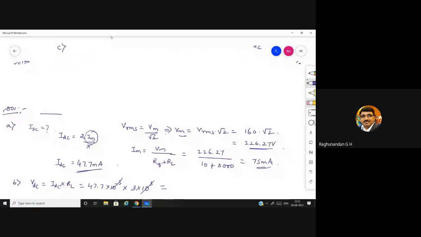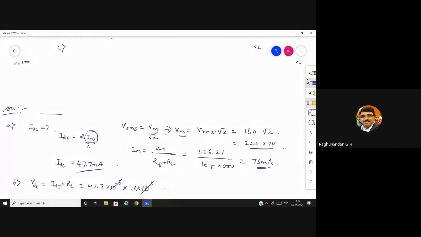See, that's what I have told you. For VDC, you will be considering RL only, because VDC is the voltage which is obtained after passing the diode. RF will be considered only for the RMS value or for the AC. Because after passing through the diode, you got this VDC, so you will not be considering that RF. Okay, sir.